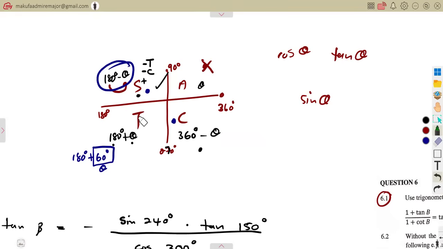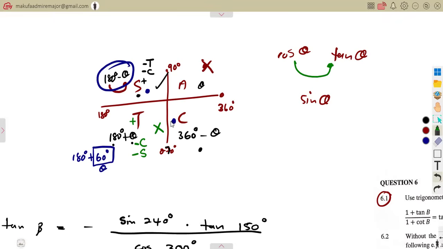In the third quadrant, it's for tan. Tan is positive. What about cos? Cos here is negative. Sine here is negative. This is wrong because we said cos and tan are supposed to be the same sign. Let's check: tan and cos are not of the same sign. So this one is also out.